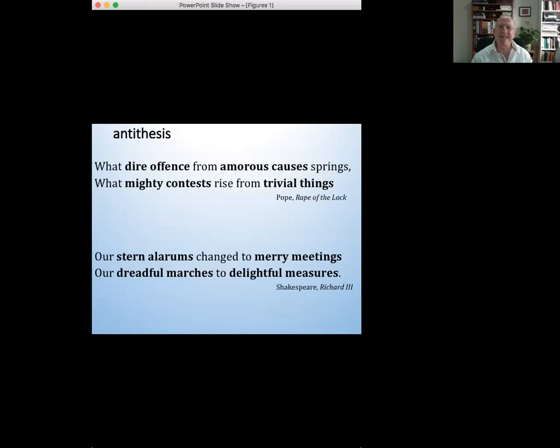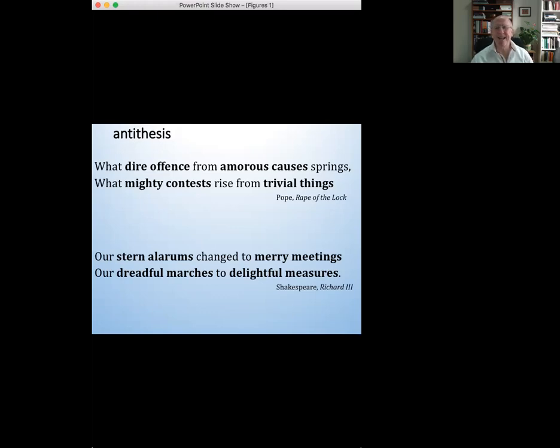Sometimes we have a special type of parallelism, as at the opening of Pope's Rape of the Lock. "What dire offense from amorous causes springs? What mighty contests rise from trivial things? I sing." The poem goes on. A kind of parallelism here. Notice we have in the first line, adjective, noun, second line, adjective, noun. So kind of parallelism, but notice that the meaning of dire is contrary, if not opposite, to the meaning of amorous. The meaning of mighty is the opposite of the meaning of trivial.